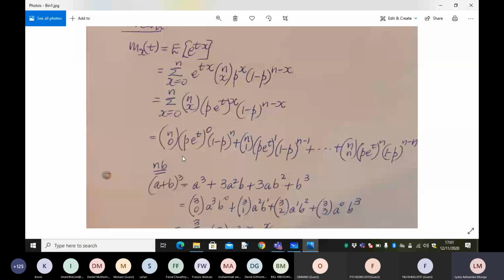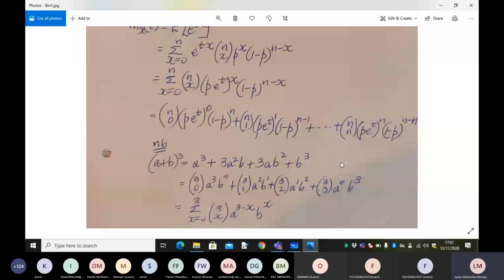Okay, if there is no other question, then we can continue. So we have expanded up to the 4th line, and then, as usual, we always borrow from calculus. So this quantity, a plus b raised to power 3, I want to use this knowledge to continue after the 4th line.